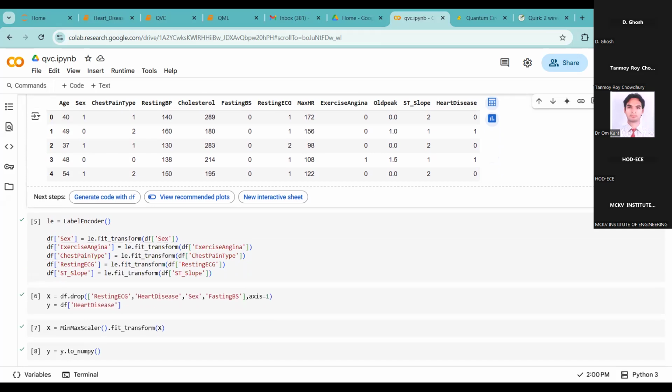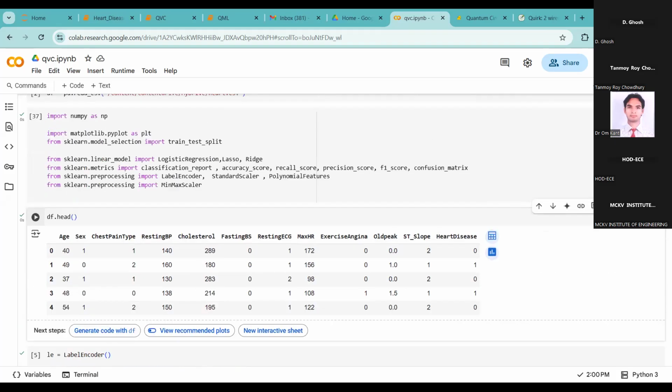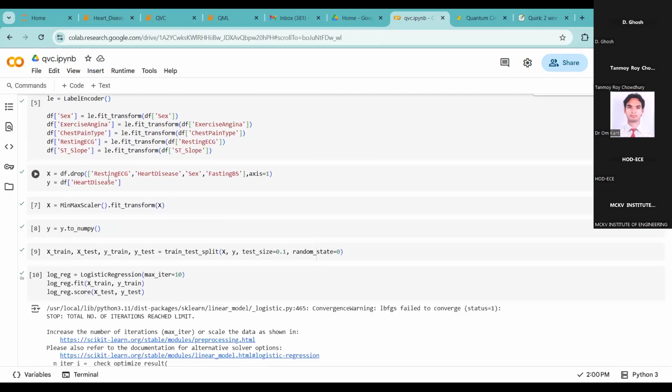I'm doing this label encoder type of thing. Again, there are many categorical variables, as you can see. So I'm doing this label encoding. I think this is already label encoded. So maybe this is not coming again. So this is because this is already done. And I'm removing these features from my data set. Y is my heart disease. That is my column.